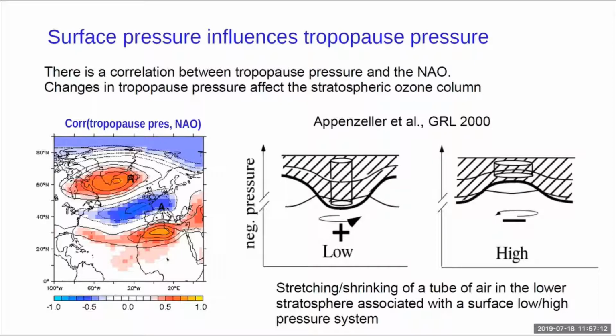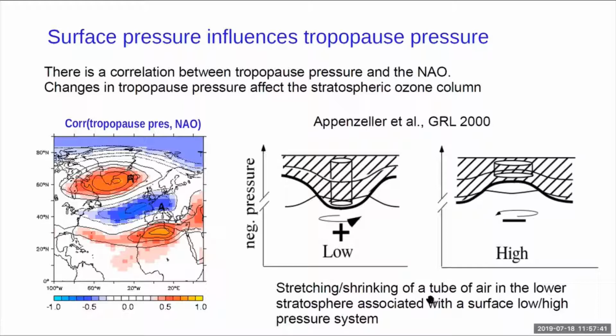And in order to explain that, we can look at a paper that came out in GRL in 2000 by Appenzeller. And what they found is that the surface pressure influences tropopause pressure. And they showed a correlation plot between tropopause pressure and the NAO. And you can see that when the surface pressure is low, the tropopause becomes lower. And when the surface pressure is high, the tropopause becomes higher.